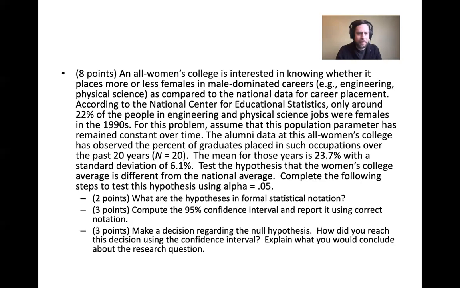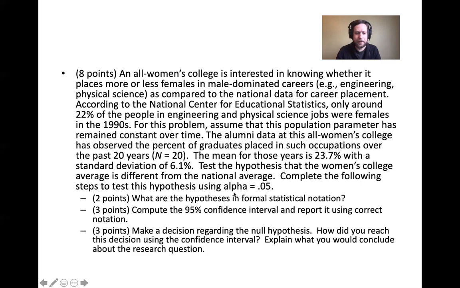So I want to point out the way that this hypothesis is worded. The first question is, what are the hypotheses in formal statistical notation? Test the hypothesis that the women's college average is different from the national average. The way that this is worded, we should be using a two-tailed hypothesis test, which I've already kind of mentioned.